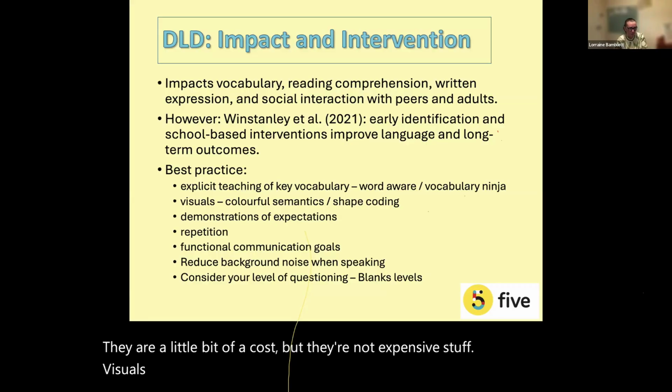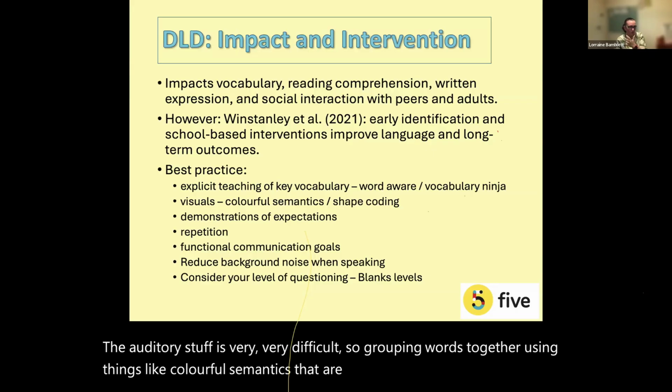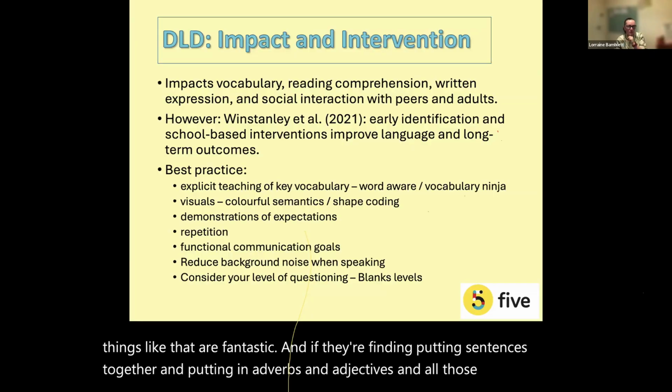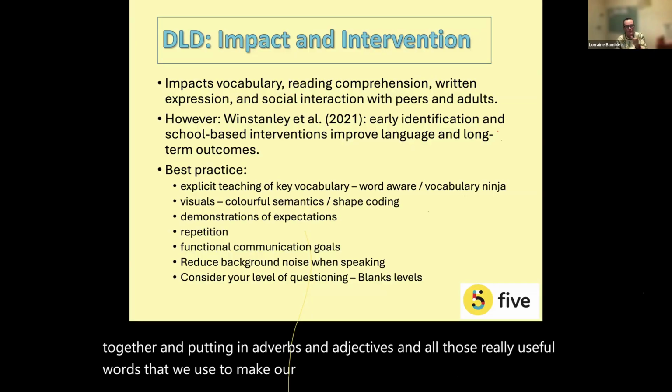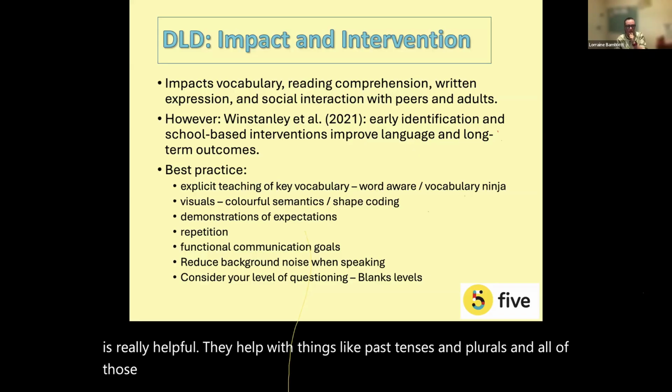Visuals are really important for these children because often auditory stuff is very, very difficult. So grouping words together using things like colourful semantics, which are freely available on Twinkl and things like that, are fantastic. And if they're finding putting sentences together and putting in adverbs and adjectives and all those really useful words that we use to make our language exciting, things like shape coding is really helpful. They help with things like past tenses and plurals and all of those kinds of things.